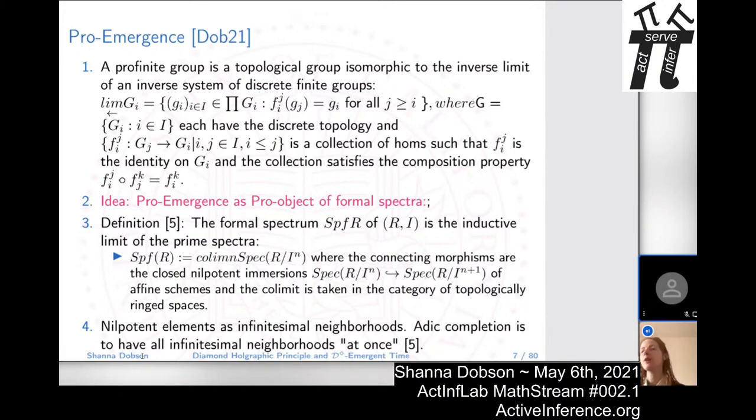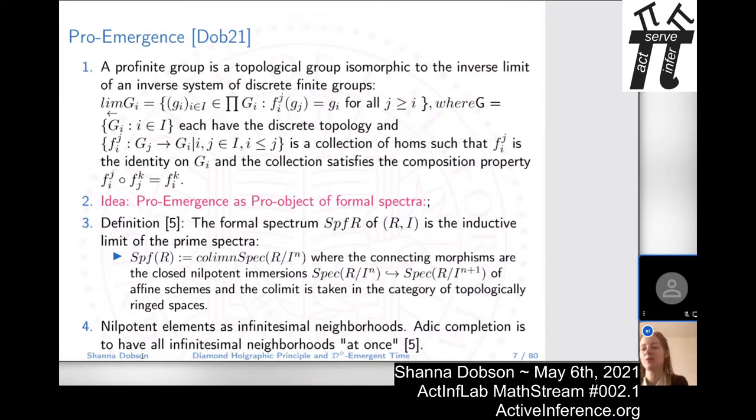Every local time of ours had a little bit of thickening, and we could call that an infinitesimal thickening. He actually has the same idea, and he calls it formal spectra. So we say the formal spectrum Spf R of a commutative ring R and an ideal that obeys certain properties is actually the inductive limit of the prime spectrum. So inductive limit, meaning like this.